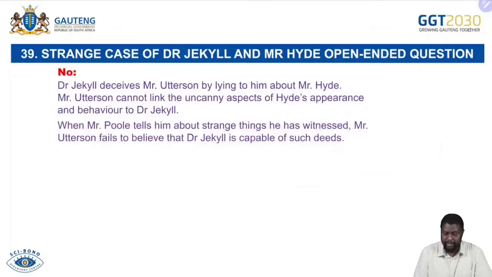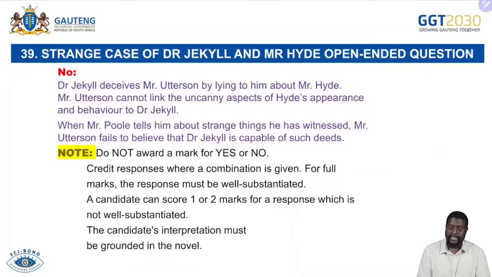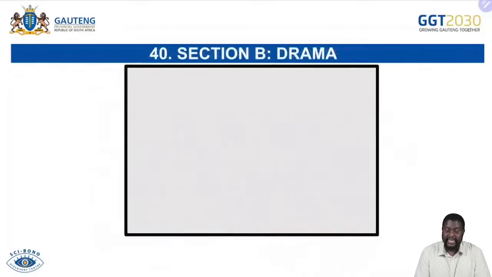His caring nature does not prevent him from solving the case because Dr. Jekyll deceived Mr. Utterson by lying to him about Mr. Hyde. Mr. Utterson cannot link the uncanny aspects of Hyde's appearance and behavior to Dr. Jekyll. When Mr. Poole tells him about strange things he has witnessed, Mr. Utterson fails to believe that Dr. Jekyll is incapable of such deeds. There will be no mark for yes or no. You will only be given full marks if your response is well substantiated. Now, easy marks, think and peel.